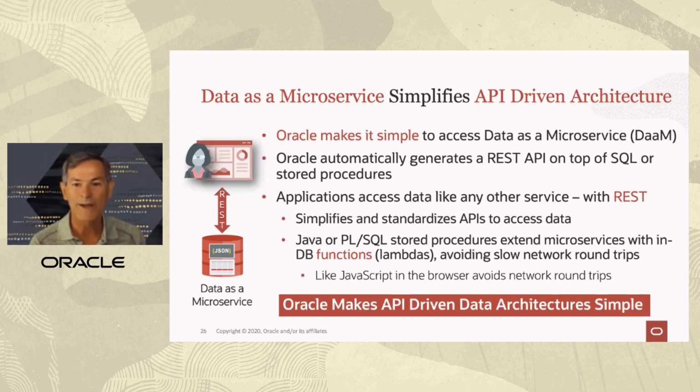Also, by creating a REST API on top of a Java or PL/SQL stored procedure, we can extend application microservices within database functions or lambdas. And these avoid slow network round trips.